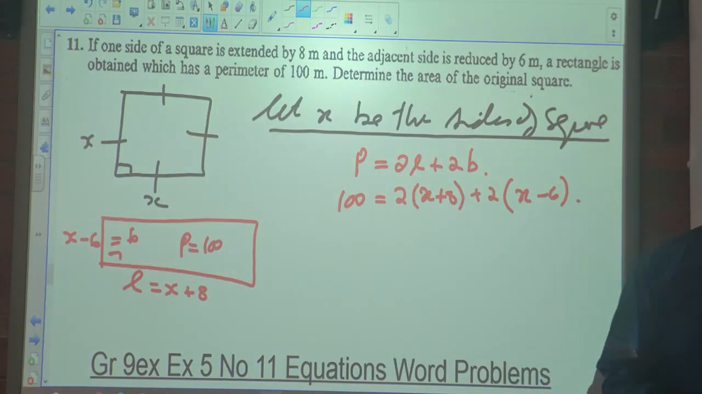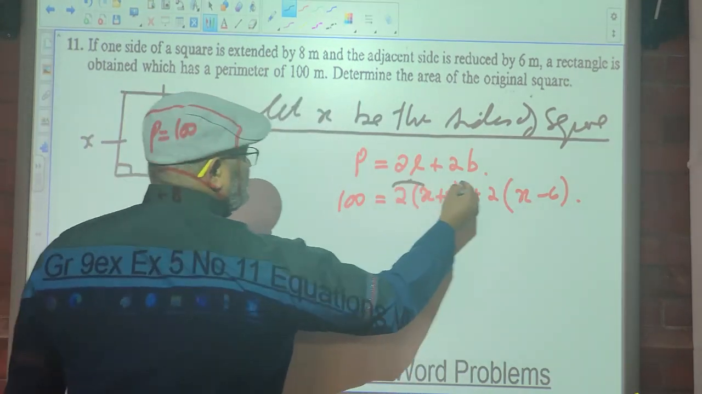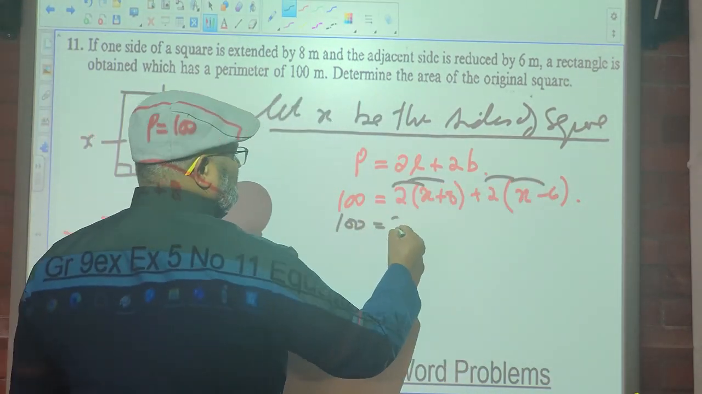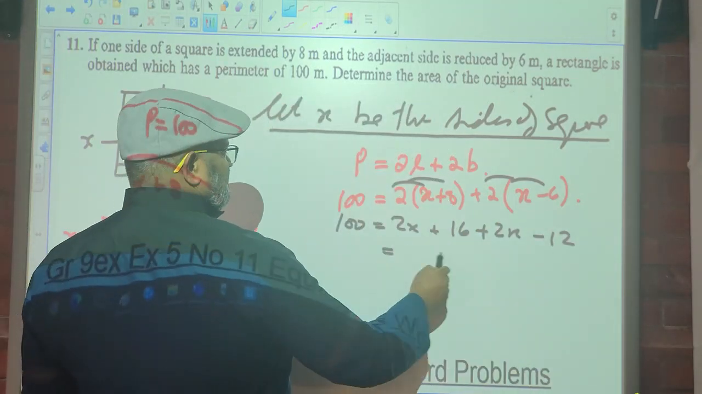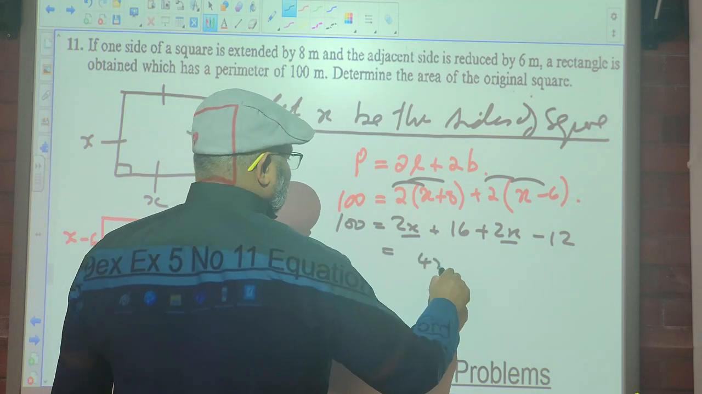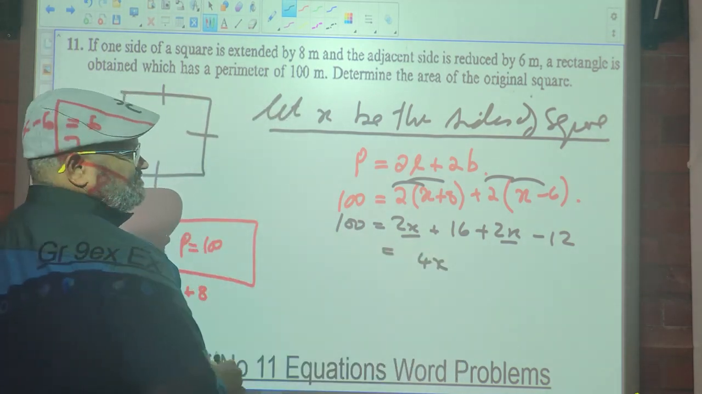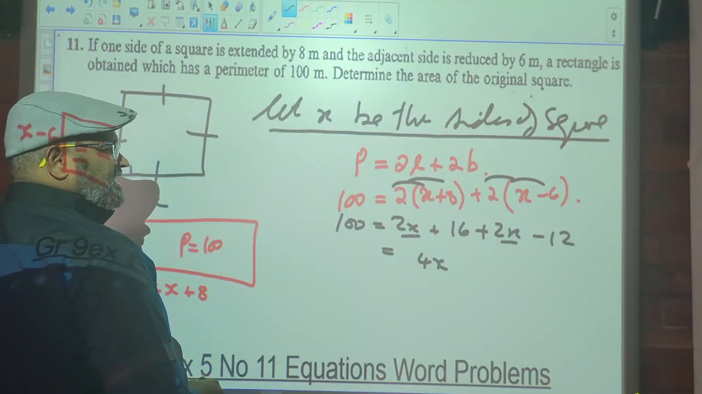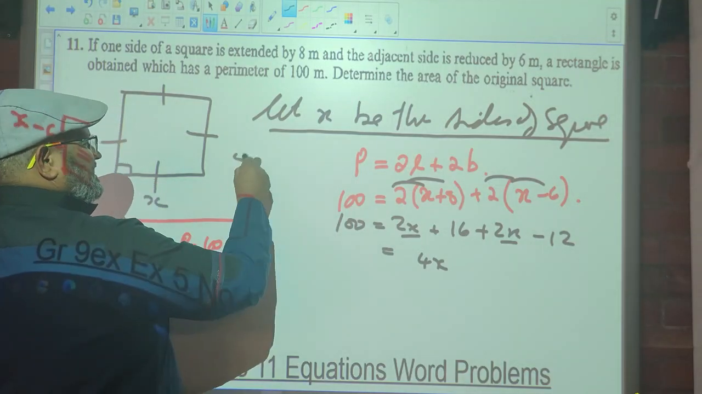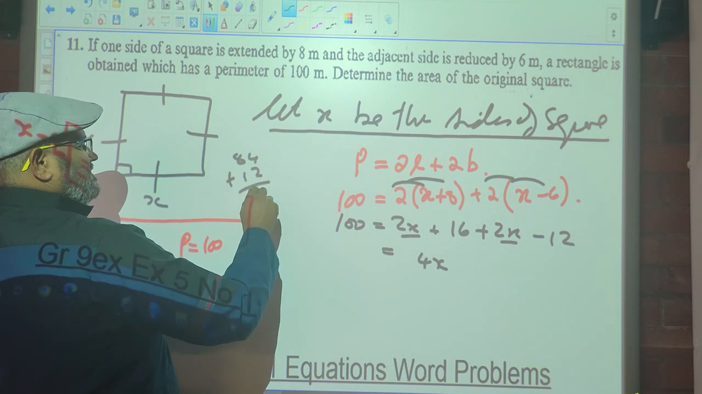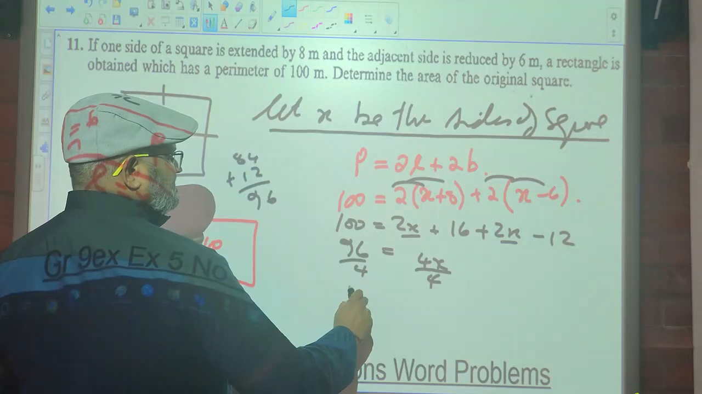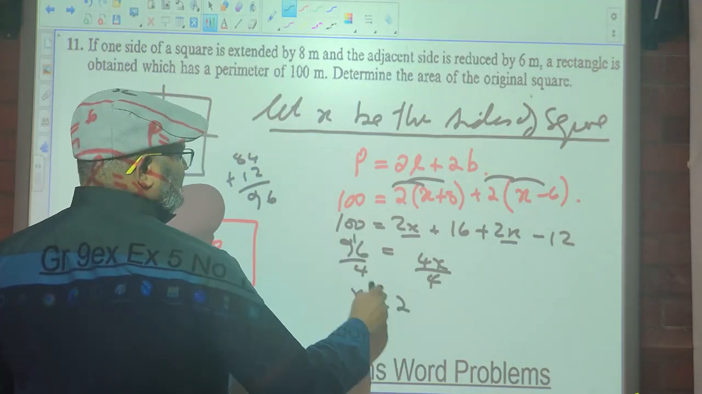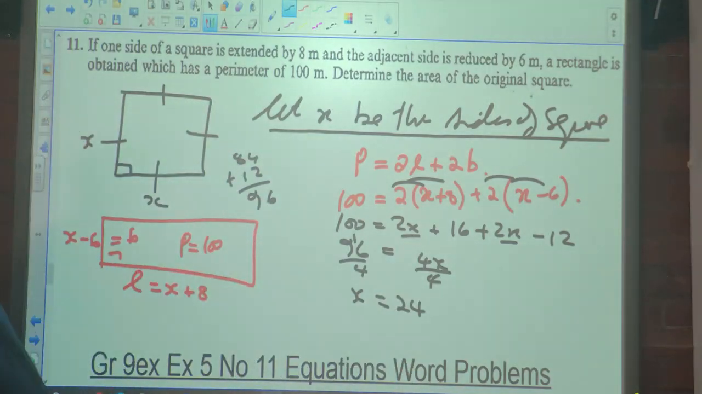Again, it's a simple equation, not so? Let's just get rid of the brackets here. That's going to give us 100 is equal to 2x plus 16 plus 2x minus 12. So the 2x plus 2x is 4x. 100 minus 16 is 84. And 84 plus 12, sorry, it's going to give you 96. Divided by 4 both sides. So x gives you 24. What's the question?